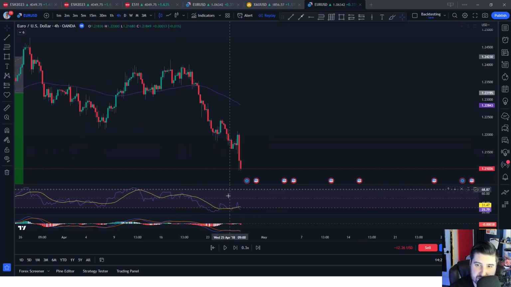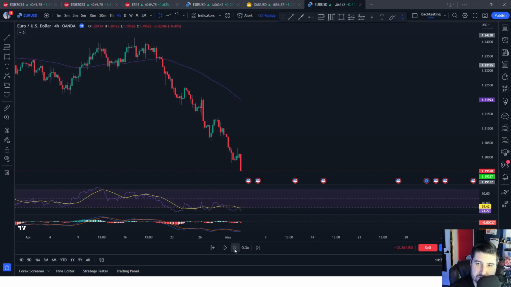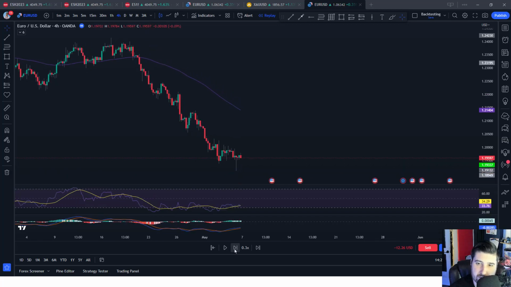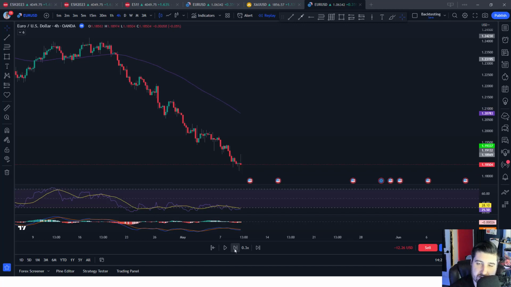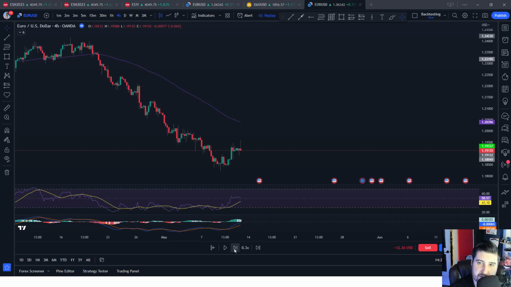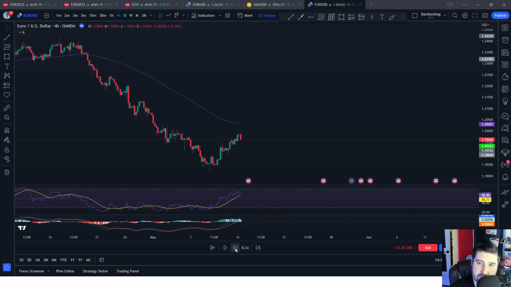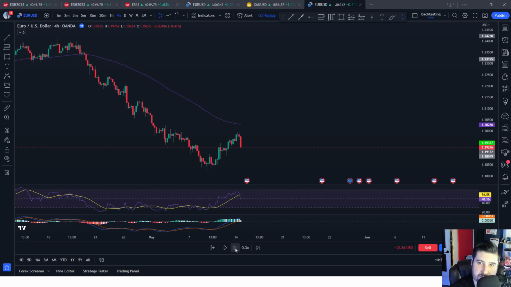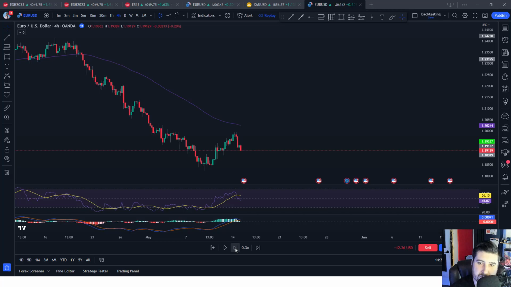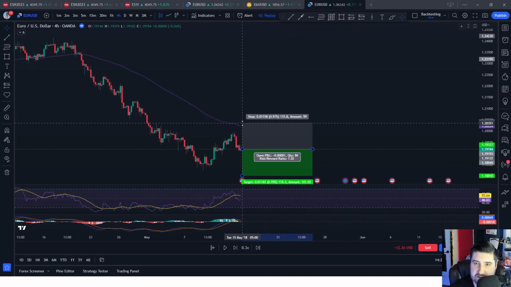And let's wait for our setup to form. I'm just going to skip through it so we don't waste a bunch of time. Waiting for the setup. It's melting down, melting down. Okay. Almost there. Okay, we're in the overbought area now, waiting for MACD to cross over. One more. Right there, crossed over, okay?